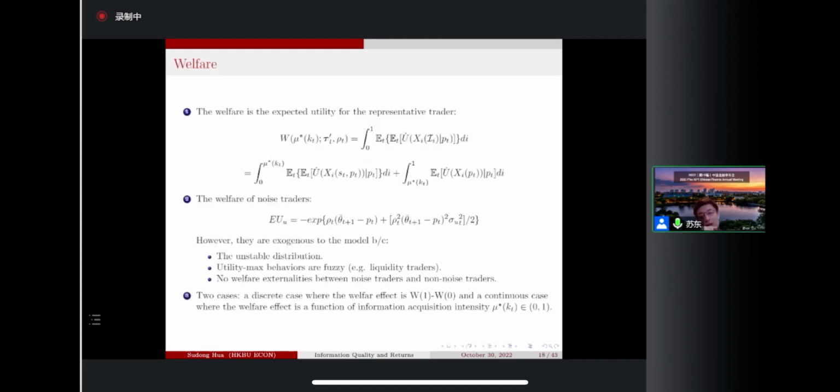Then the welfare is defined as the expected utility for the representative trader. But here the problem is I only look at the welfare for the informed traders and uninformed traders, but the welfare for noise traders, I think they are exogenous to the model, for three reasons. I write the expected utility for noise traders. So we can say that it is still related to the market price. This is the same for the second order moment. So that means the distribution is not stable. Actually, the utility-maximizing behaviors are fuzzy.